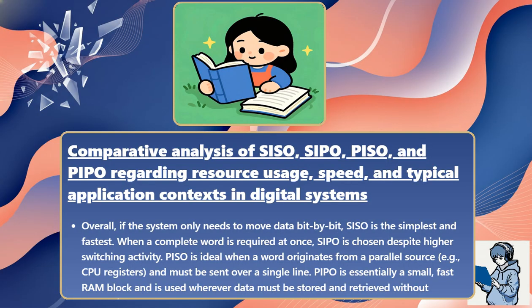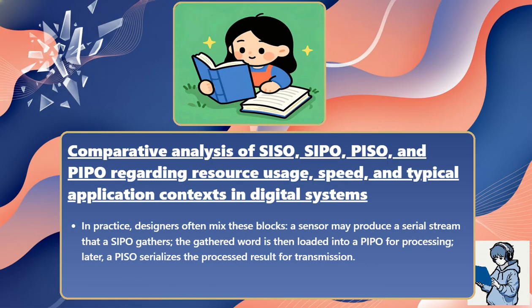Overall, if the system only needs to move data bit by bit, SISO is the simplest and fastest. When a complete word is required at once, SIPO is chosen despite higher switching activity. PISO is ideal when a word originates from a parallel source, for example CPU registers, and must be sent over a single line. PIPO is essentially a small, fast RAM block and is used wherever data must be stored and retrieved without conversion. In practice, designers often mix these blocks.